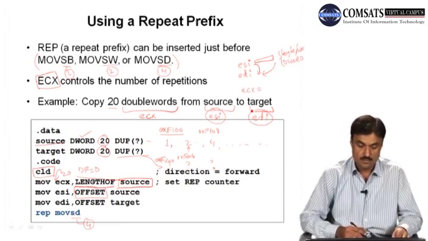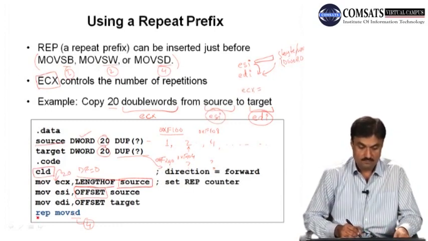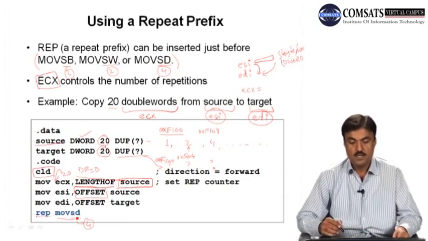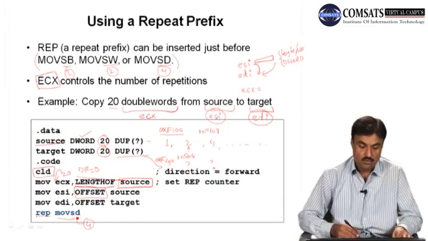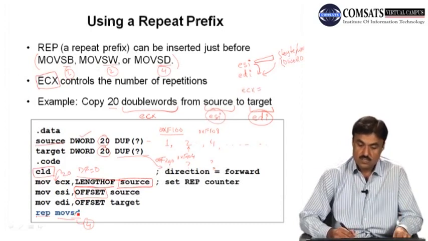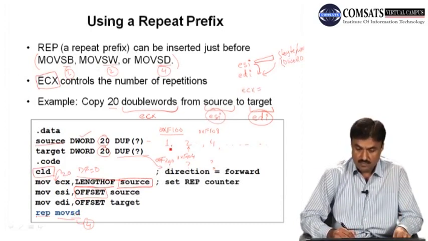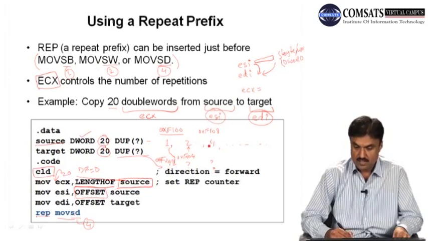Now what we are going to do here, we use the repeat directive and MOVSD. So it will repeat 20 times, and it will increment by 4 if we use MOVSD. So what does it do? It will copy double words from here to this address, to this area.